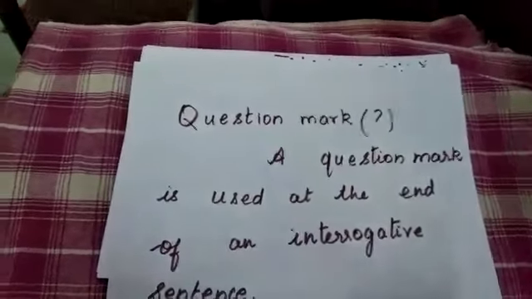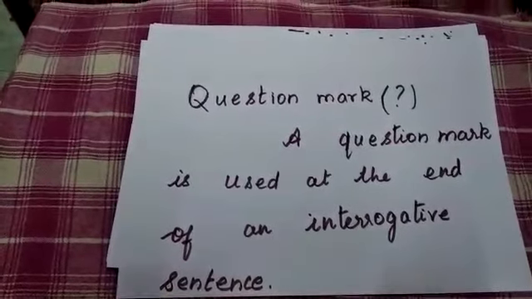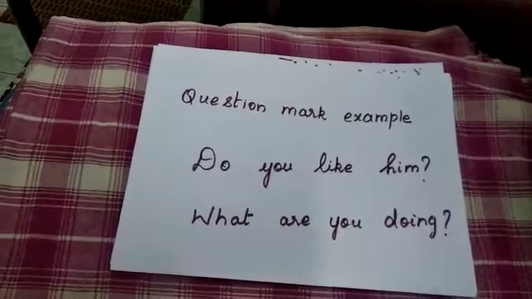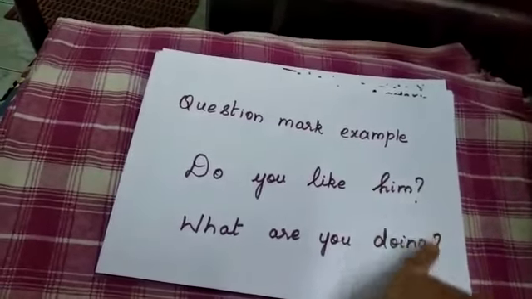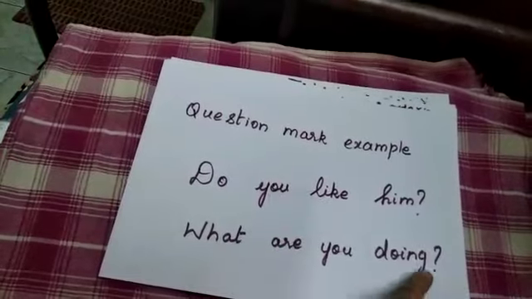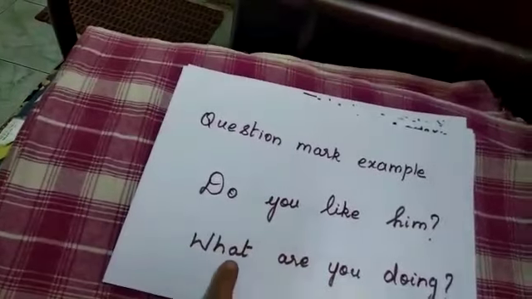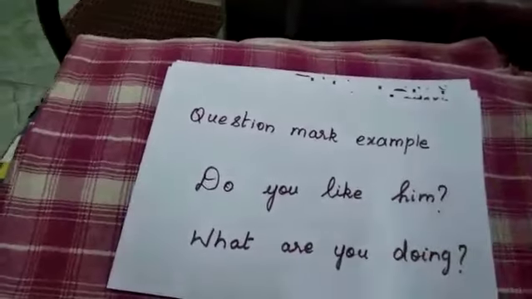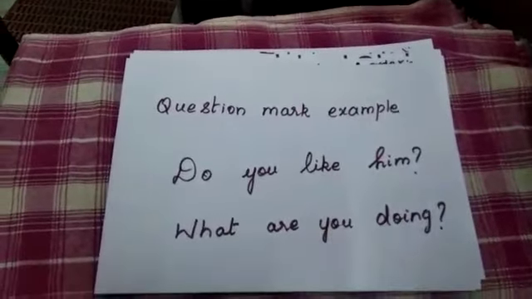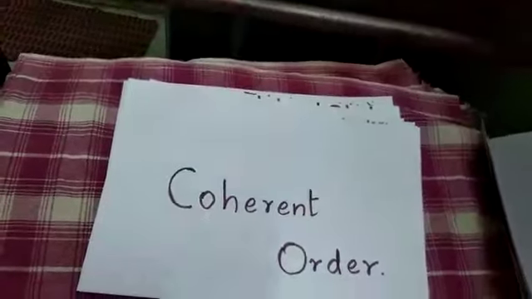Now question mark. Question mark is used at the end of an interrogative sentence. Interrogative sentences are of two types: one is WH and the other one is yes or no. Examples: Do you like him? What are you doing? It ends with a question mark here and here. Now, do you like him is a yes or no question. You have to answer it as yes or no. And this is a WH question. What are you doing? So these two questions end up with a question mark. Always take care that when you ask a question, you end it with a question mark. So this is one of the most important punctuation marks.